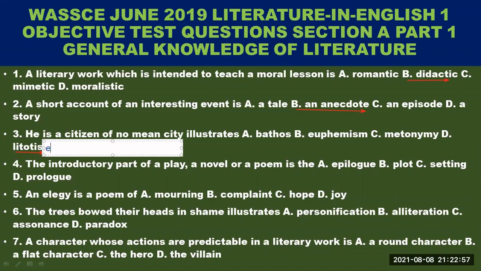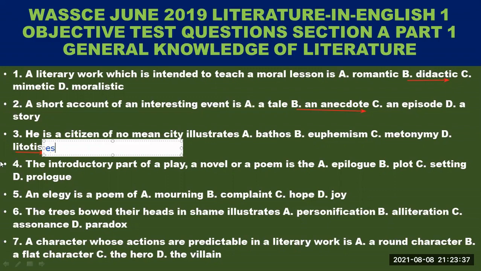All right, there is E. So that is litotes. It's an understatement. He is a citizen of no mean city. Instead of saying that he is a citizen of a great city, instead of using the word great, you say no mean city. If something is very good or excellent, instead of saying it is very good or excellent, you say it's not bad. All right. So that is understatement, and that is litotes.